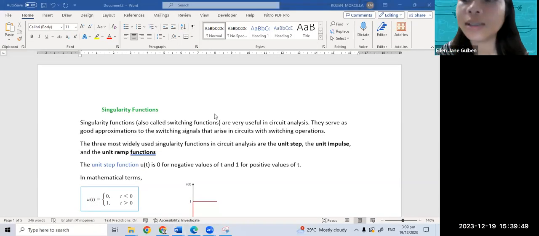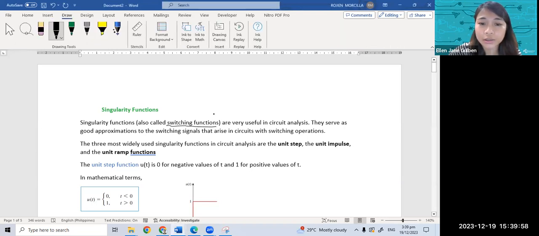Okay, so these are the singularity functions. Singularity functions are also called switching functions, and they are very useful for circuit analysis. They serve as good approximations to the switching signals that arise in circuits with switching operations.